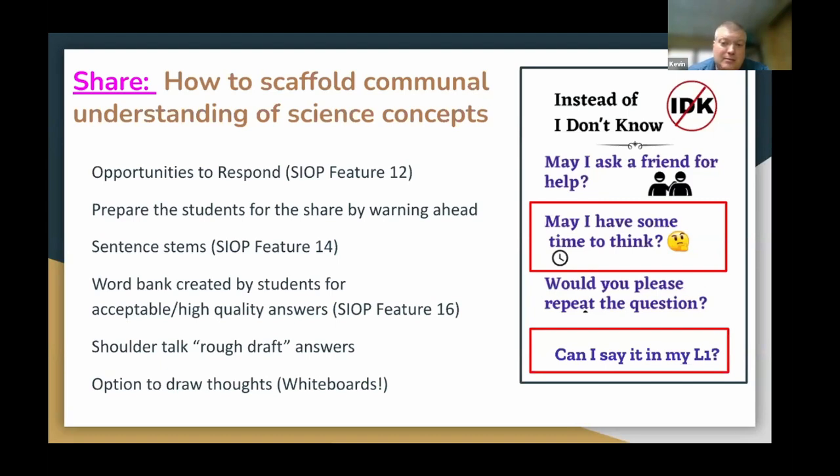Having time to think, asking friends, repeating questions, bringing out things in L1. Be really careful of doing that orally, because unless you have a good ear for it, I struggle. But doing the L1 for the written responses, those work quite well. Sentence stems, something to get them started. Word banks, something to get them started. Drawing, if you have whiteboards, we always have kind of a rule where you can either draw it or you can write it, and that tends to work very well. Ideally, they do both.